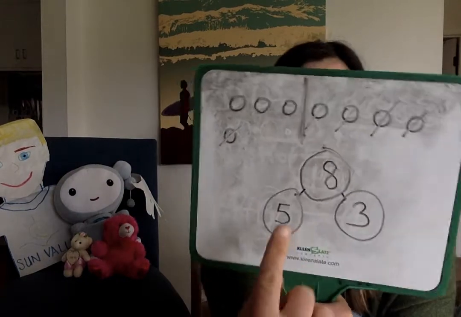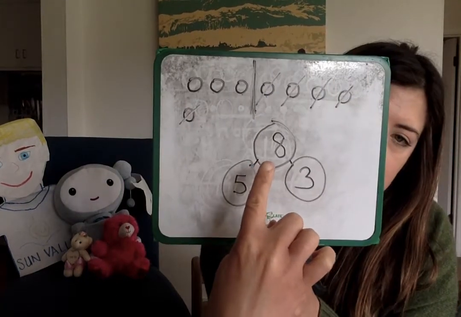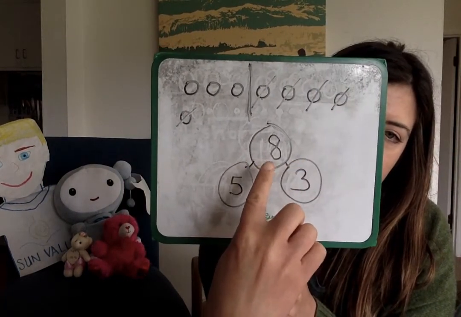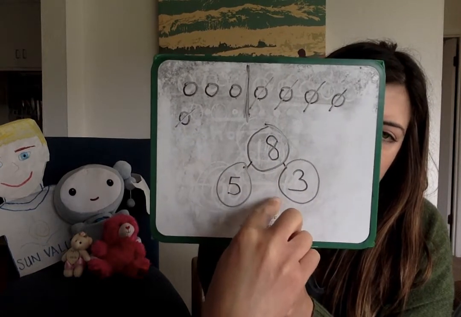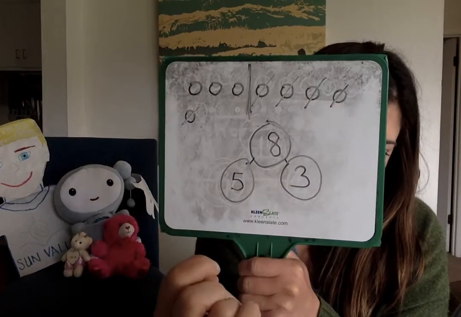There was 8 armadillos and 5 ran away. So remember, draw that line to show how we split the big group into 2 parts. That will help you. Okay, now check your work. We had 8 altogether, and we split it like this. 5 ran away, 3 were left. 5 and 3 makes 8.